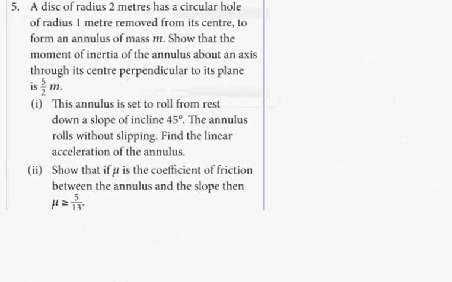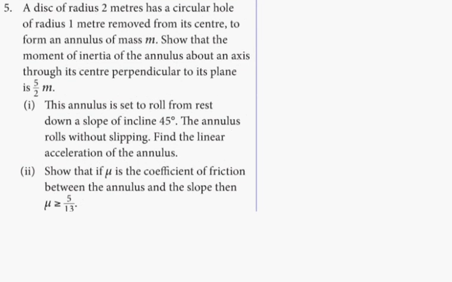A disc of radius 2 meters has a circular hole of radius 1 meter removed from its center to form an annulus of mass m. Show that the moment of inertia of the annulus about an axis through its center, perpendicular to the plane, is 5 over 2 m. Now, technically speaking, I think if you were to just say a half m big R squared plus small r squared.